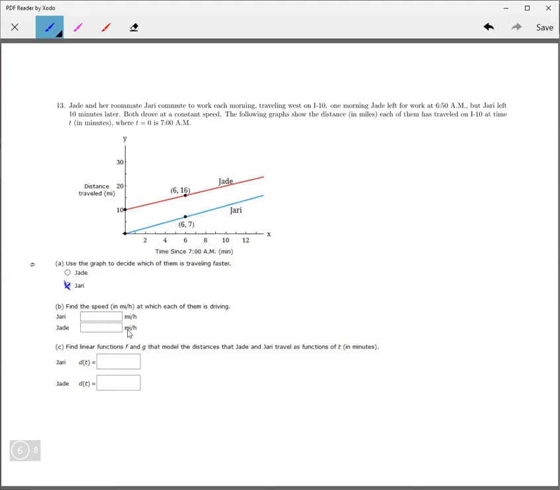Okay, now we want to find the speed of each. The speed would be the rate, or constant rate of change. So let's go Jari first. You identify 2 points. This point is 0, 0. That point is 6, 7. So for Jari, the constant rate A is also the slope, or the difference in y coordinates, 7 minus 0, divided by the difference in x coordinates, 6 minus 0. That's 7 over 6.